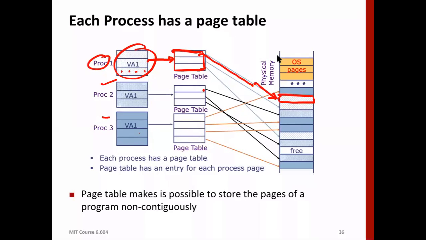The second process will also have a page table, and its entries will show whether the pages are available or not.